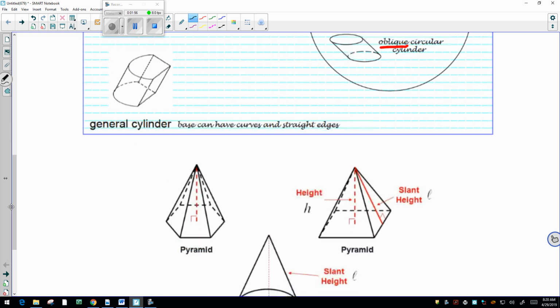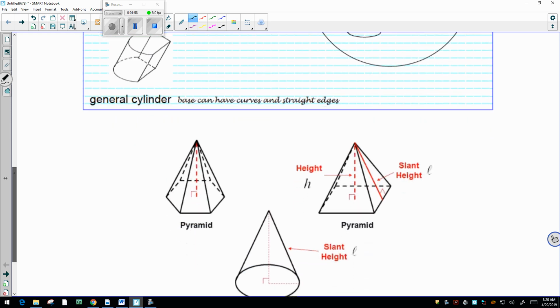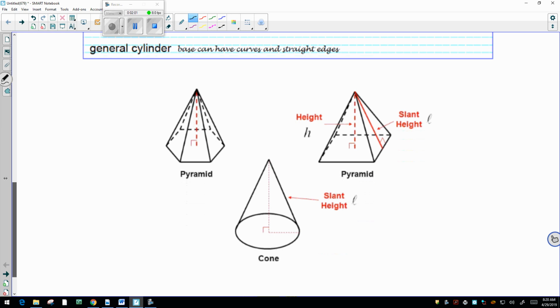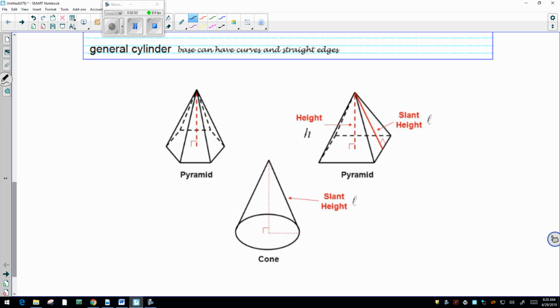And then we have on the bottom our pyramids and our cones. Our pyramids, notice the difference between a pyramid and a cone. Again, the pyramids are going to have polygons for bases, so I can call this a square pyramid on the right-hand side, where I would call this, since it has 1, 2, 3, 4, 5, 6 sides, a hexagonal pyramid because it has, again, a hexagon for its base. A cone has a circular base, so as soon as I have a circle for a base, I have a cone.